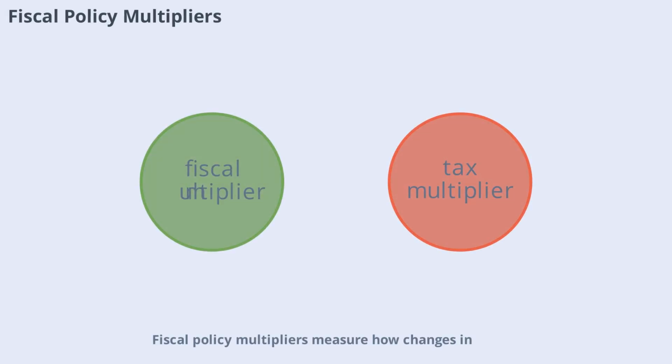Fiscal policy multipliers measure how changes in government spending or taxes affect total output. The government spending multiplier is typically larger than the tax multiplier because spending directly increases demand, while tax cuts work indirectly through increased disposable income. The formula for the government spending multiplier is 1/(1-C(1-T)), where T is the tax rate. Understanding these multipliers helps governments design effective policies for economic stabilization.